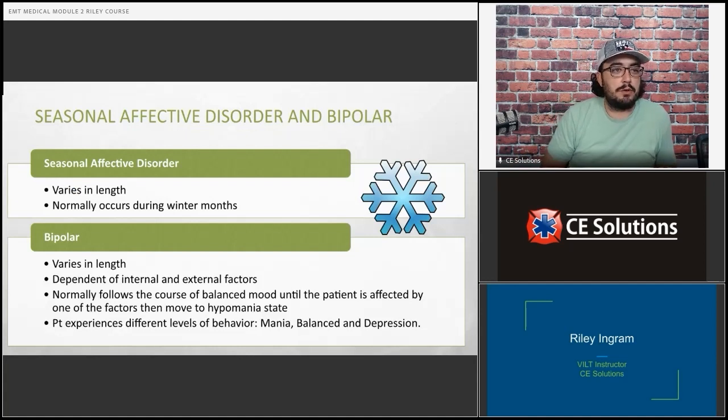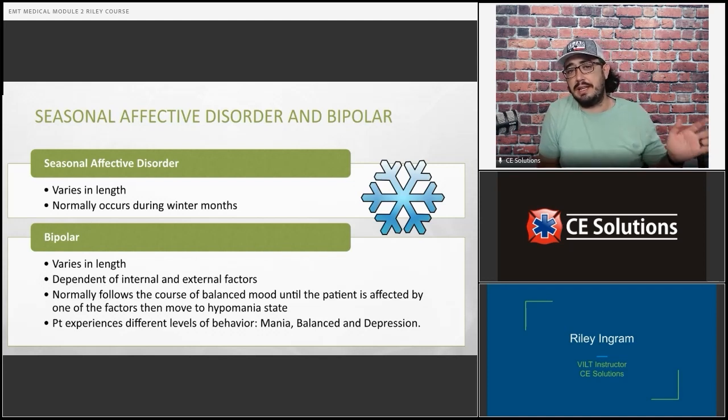Seasonal affective disorder varies in length and normally occurs during the winter months. I didn't even know this was a thing. I had no idea that this existed. You know, I was born and raised in Texas, right? It's not that cold. I mean, it gets cold, but it's not awful.